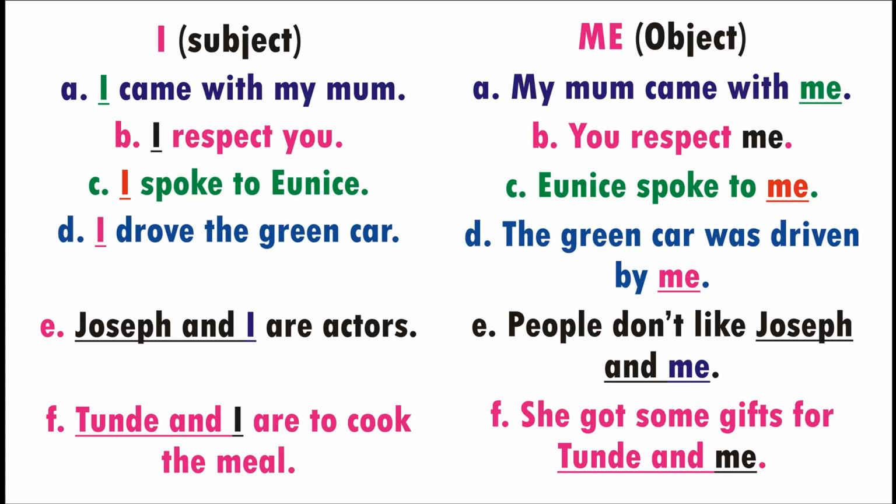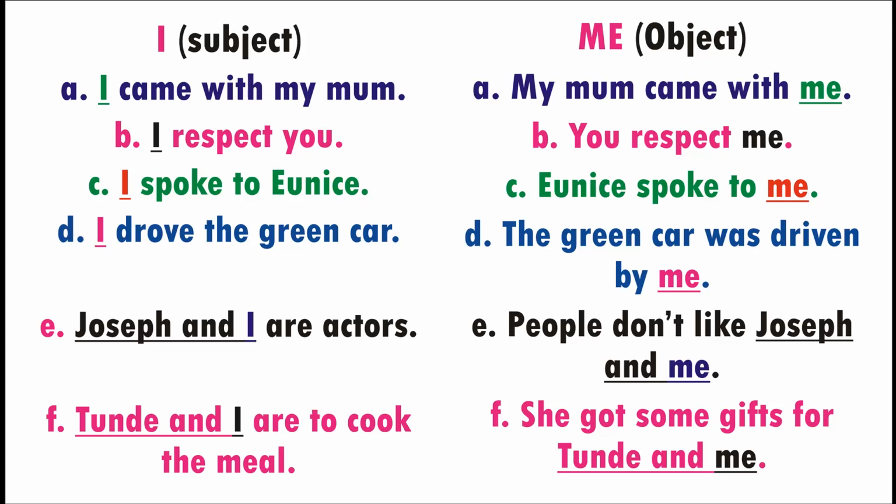In example B, I respect you. I is the subject of the sentence. It performs the verb respect. I is the doer of the verb respect. While in example B, under object, you respect me. In this case, me is the object of the verb respect.